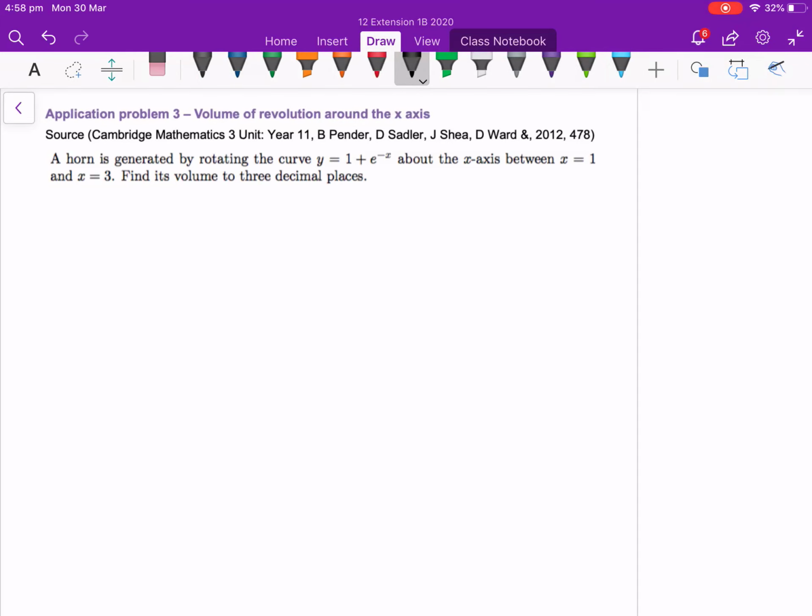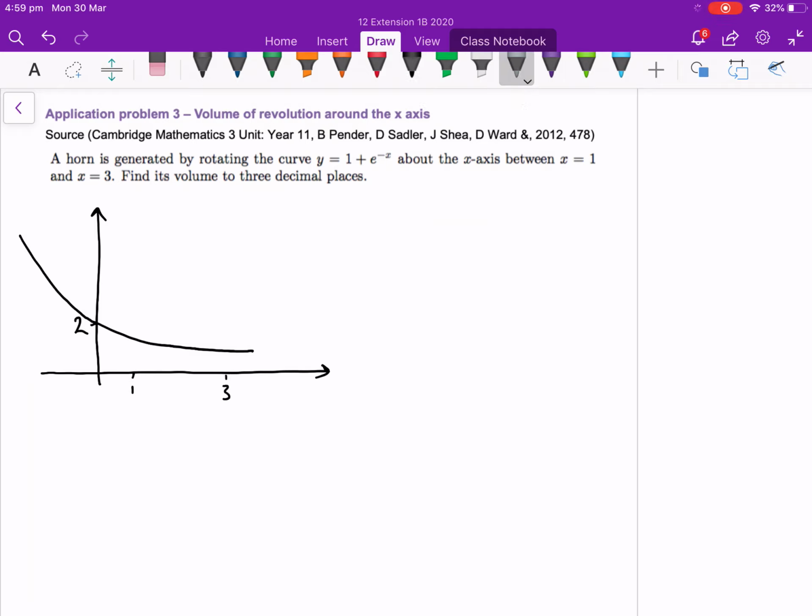Right, so we're going to look at the third application problem, which is the volume of revolution around the x-axis. And again, just to start us off, we're just going to have a quick sketch of this just to help us visualize this. So e to the negative x plus 1 will look something like this. I'm integrating between 1 and 3, so 1 is there and 3 is there.